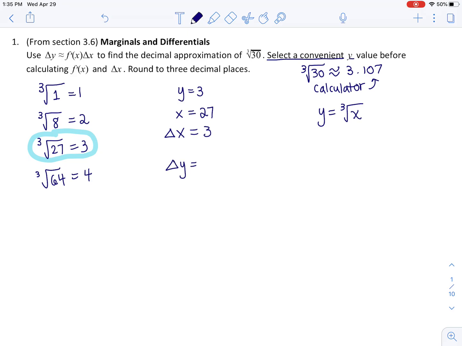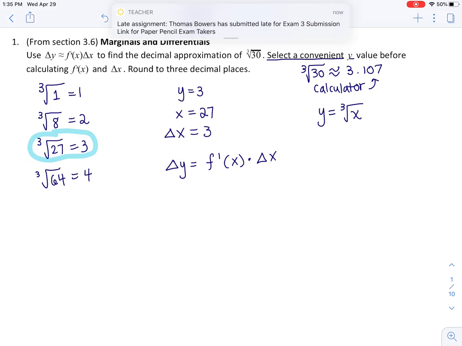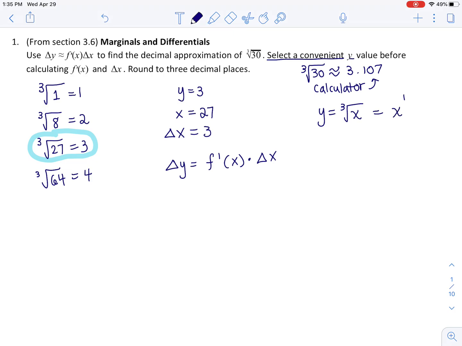Now we have to find delta y. What we're going to do is use that given formula: find f prime of x times delta x. So find the derivative of y. Y equals x to the 1/3 power, right? If you take the derivative of that, by the way, that is your f prime of x. It's going to be 1/3 times x to the 1/3 minus 1, negative 2/3. So that's the derivative.